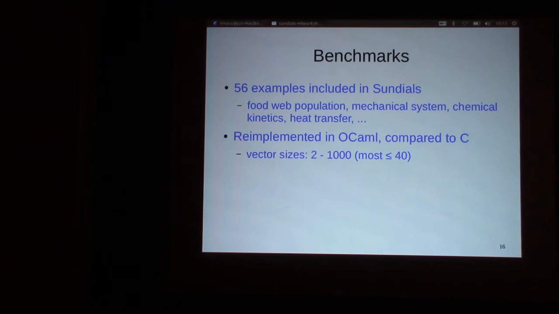So, benchmarks. Sundials comes with 56 examples that model small but meaningful systems. They model things like the population increase-decrease in a food web or food chain, and certain kinds of mechanical systems, chemical kinetics, heat transfer equations, and things like that. We re-implemented these examples in OCaml and compared their running times to C. And these examples are examples, so they're relatively small. The vector sizes range from 2 to a little bit under 1,000.